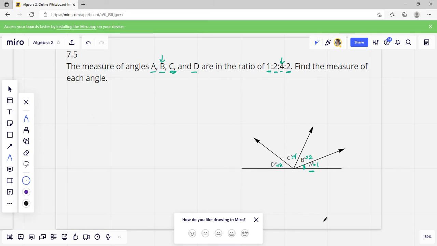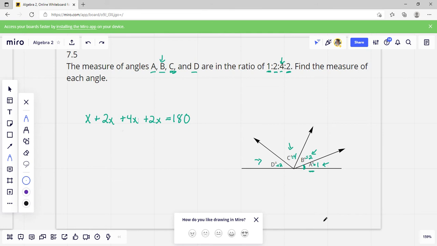So for this first one, we're going to have 1x. Then we're going to add to that our second one, B, which would be 2 x's. And then our third one, we're going to add to that 4x. And then our last one would be another 2x. And all that has to equal 180, because a straight line is 180. So all 4 of these angles added together is going to make 180.